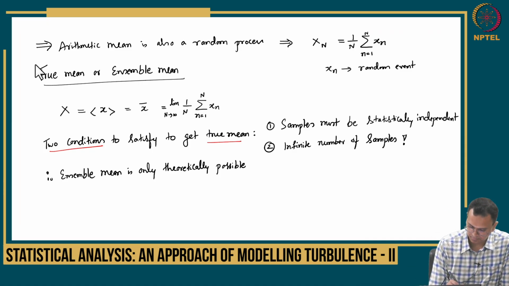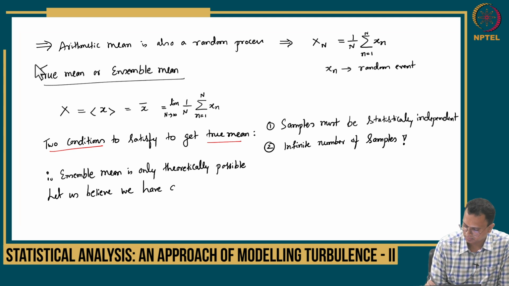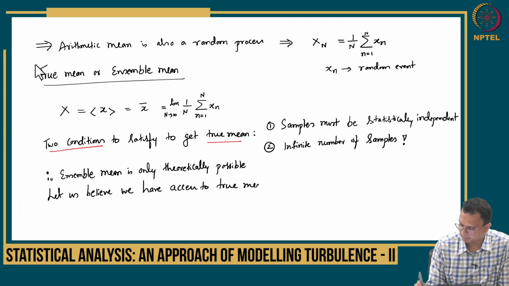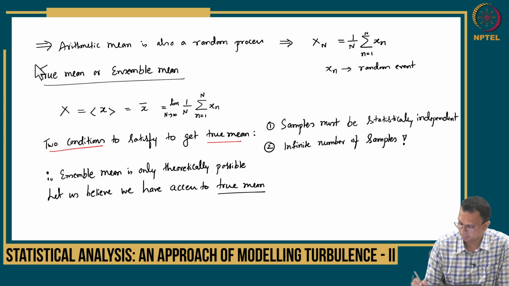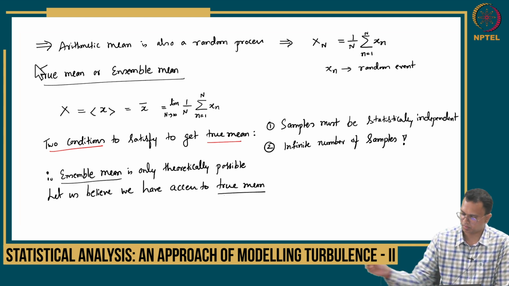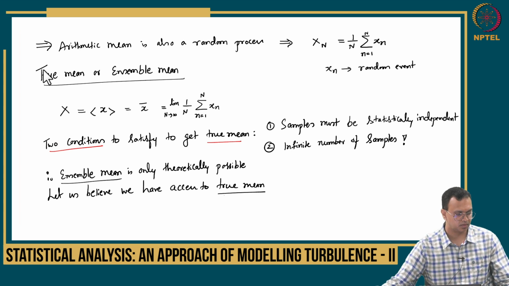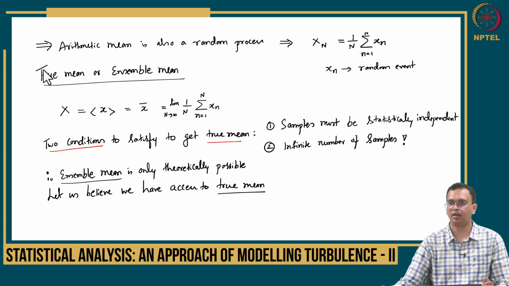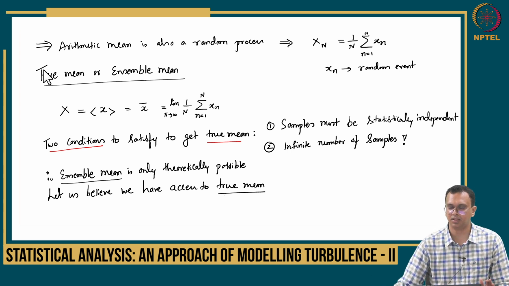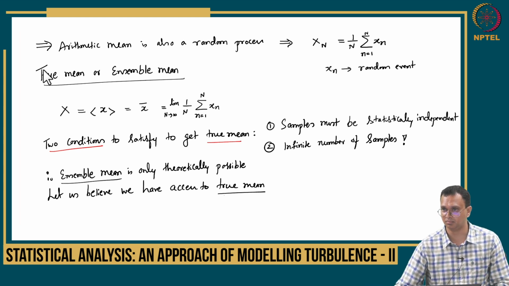So let us believe we have access to the true mean. Alright. So when I have done, let's assume that I have done some experiment and somehow I have got access to the true mean. Okay. So that's how we are building upon and moving ahead.